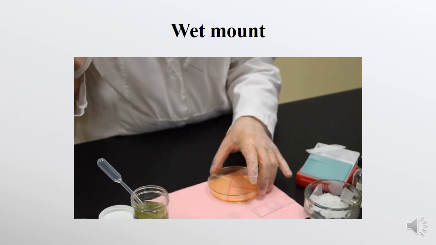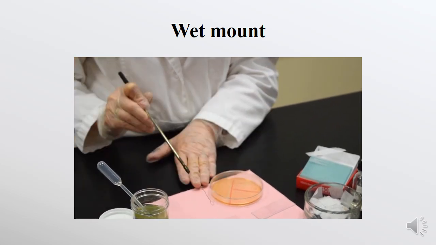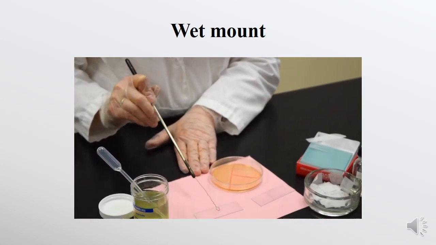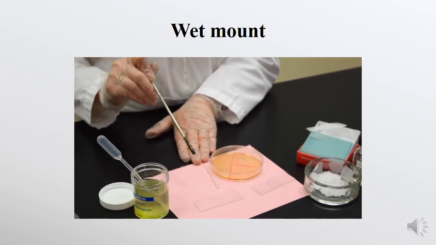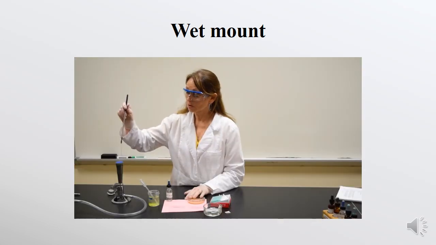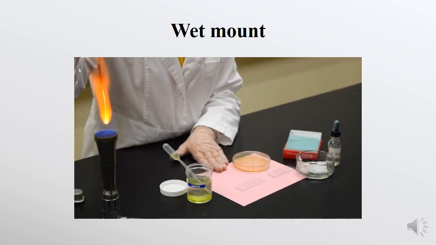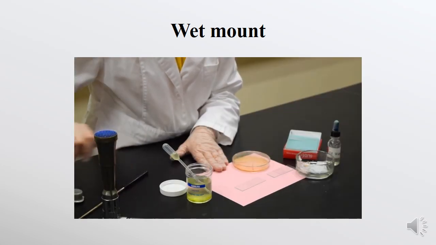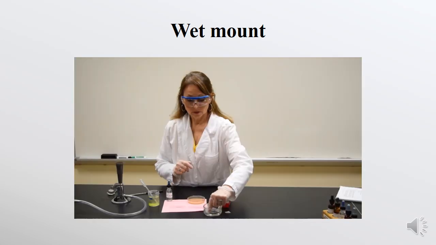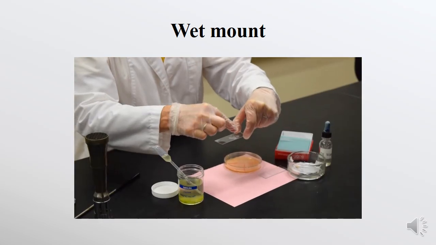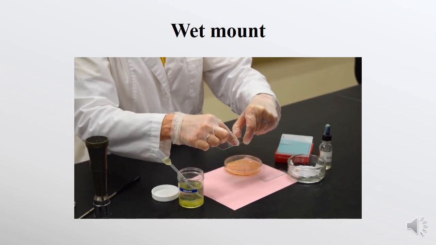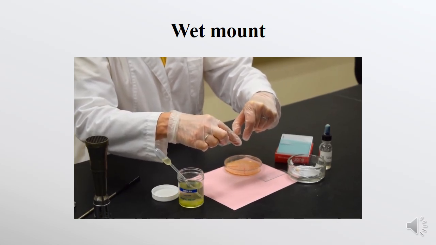Immediately put the lid back on the plate. Put the loop in the drop of water. Spread it around about the size of a dime. Sterilize the loop before you put it on the bench and turn off the Bunsen burner. Take a cover slip, hold it at a 45-degree angle, and gently drop it on the sample.